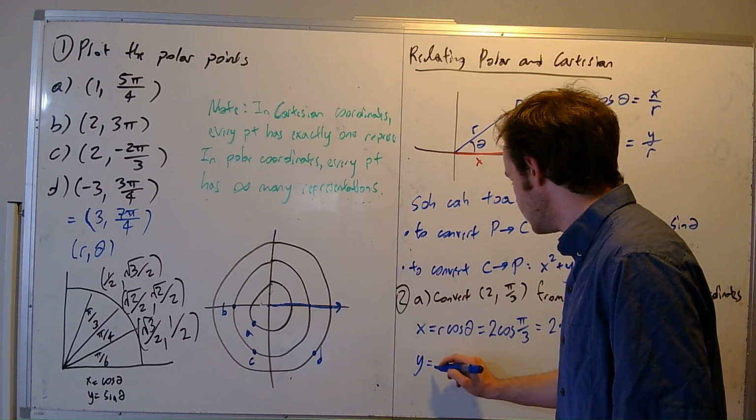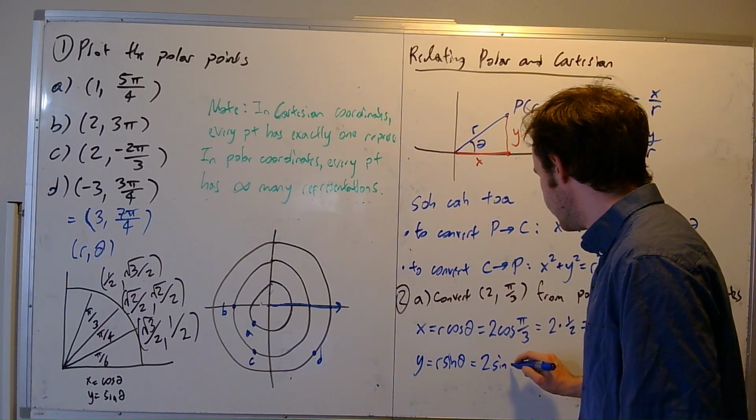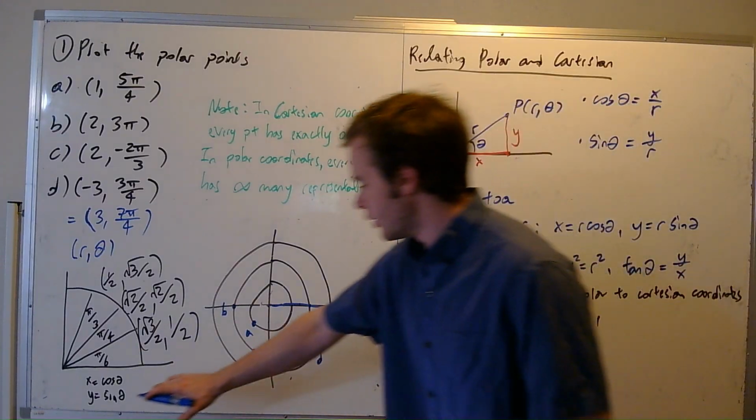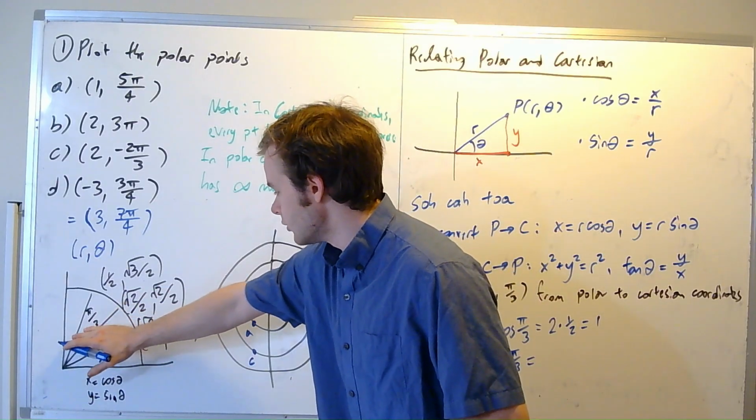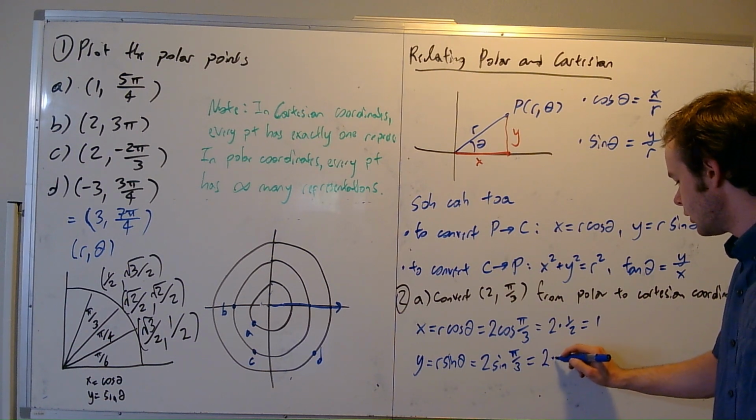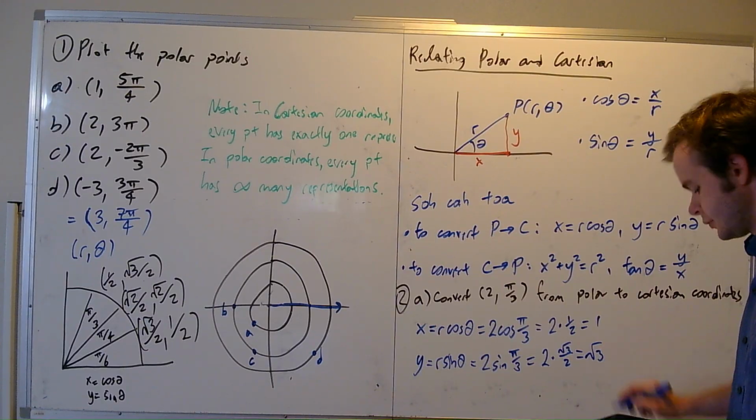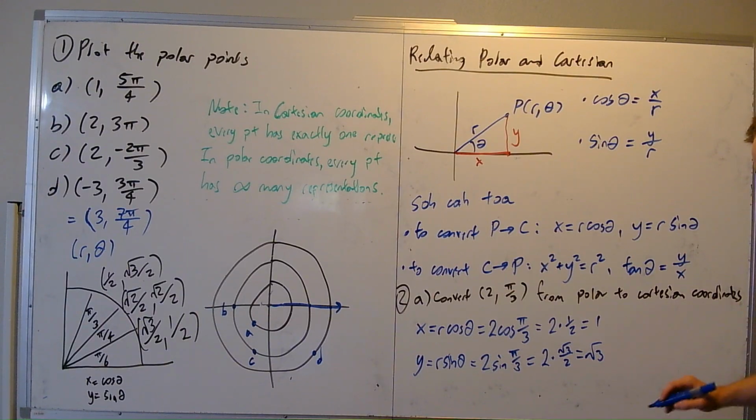So y equals r sine theta, which is 2 sine of pi over 3. And again, the value of sine is going to be the y value. So we look at the y value of pi over 3, that's root 3 over 2. So it's 2 times root 3 over 2, which is going to be root 3. Okay, so in conclusion, this was our x value and this was our y value. So our point is actually going to be 1, comma, root 3.